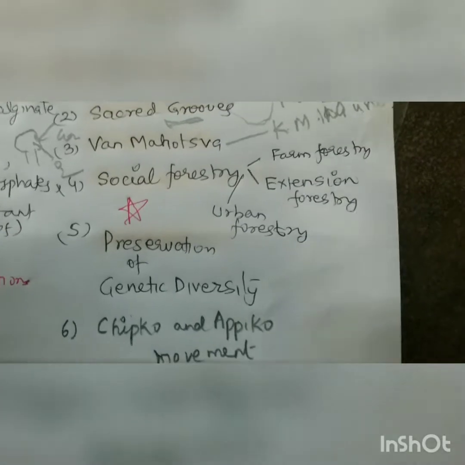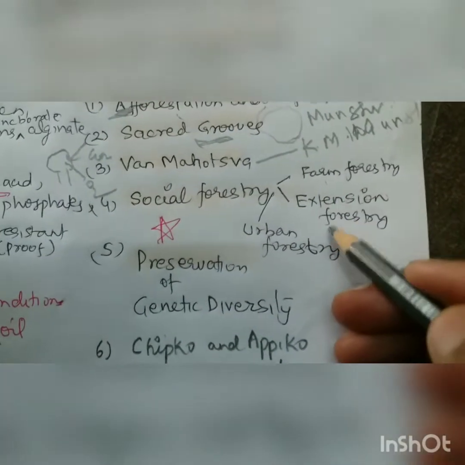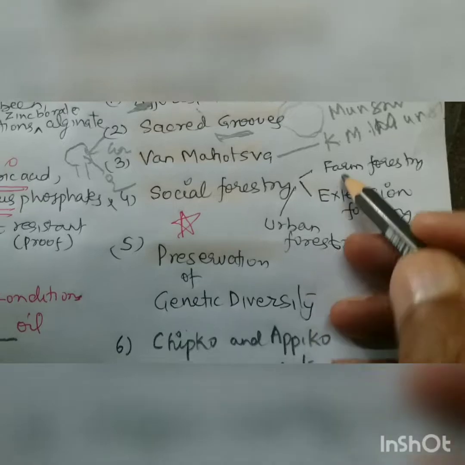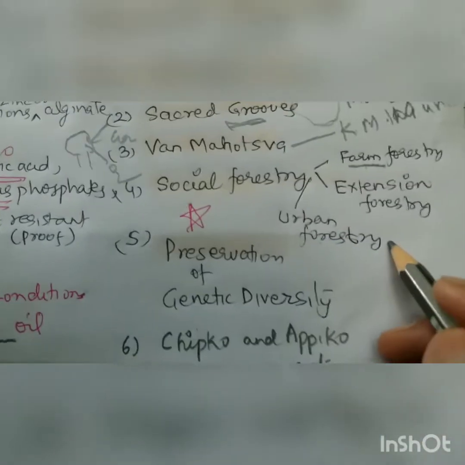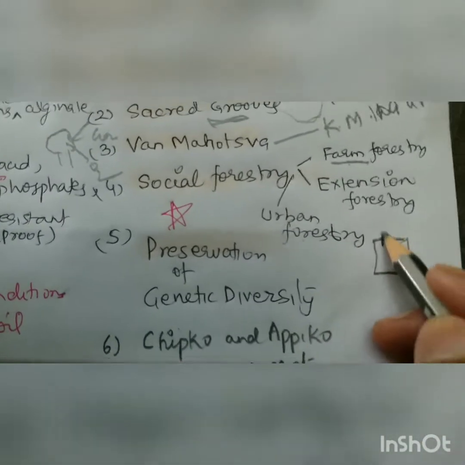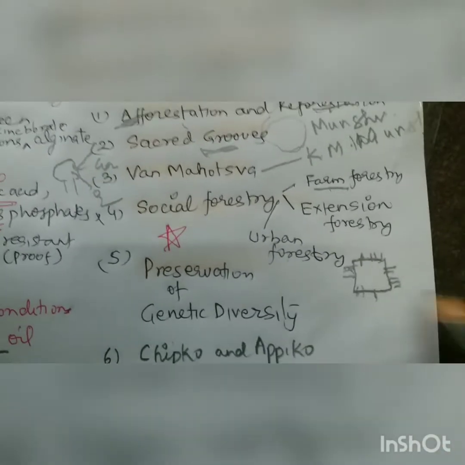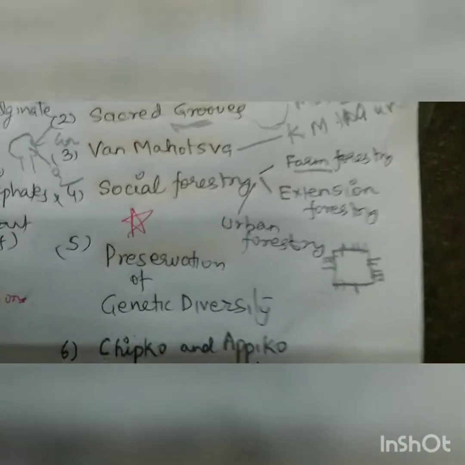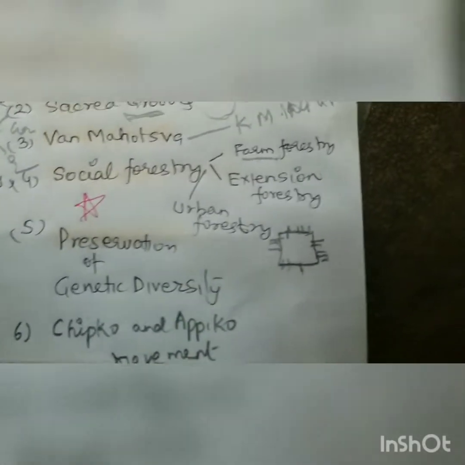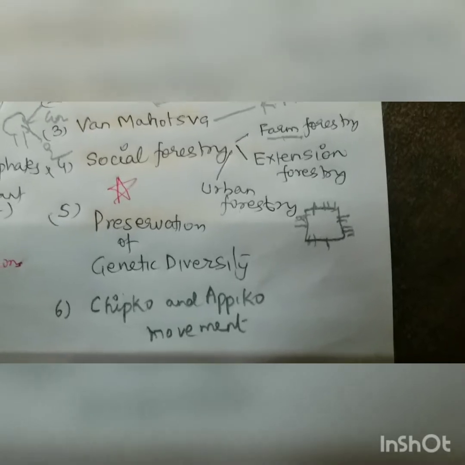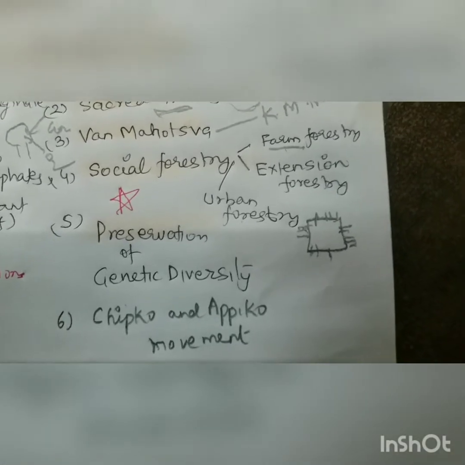Then next is social forestry. Social forestry we study in three types: farm forestry, extension forestry, and urban forestry. Farm forestry means, like this is our farm, if we plant trees on its edges, their roots act as a binding to the soil. They prevent soil erosion, and they also clean the atmosphere by acting as a sink for carbon dioxide and giving oxygen.